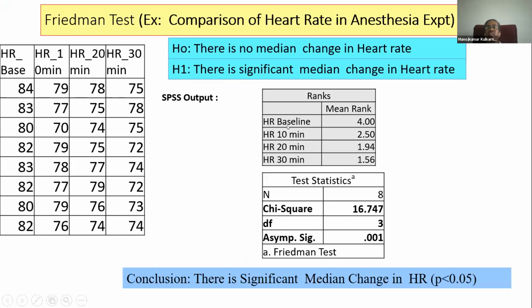So this gives the mean rank of the heart rate at baseline, 10 minutes, 20 minutes, and 30 minutes. So if you look at it, its p-value is less than 0.01. So it is statistically significant. So based on this data, we draw the conclusion that there is a significant change. So whatever change we are finding out, it is because of the intervention of the drug. Because of the drug, there is this.